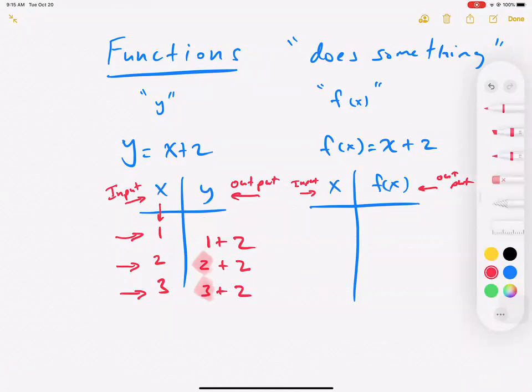So what is 1 plus 2? 1 plus 2 is 3. So when I plug in x is 1, our output is 3. If I plug in x is 2, our output is 4. When x is 3, our output is 5.